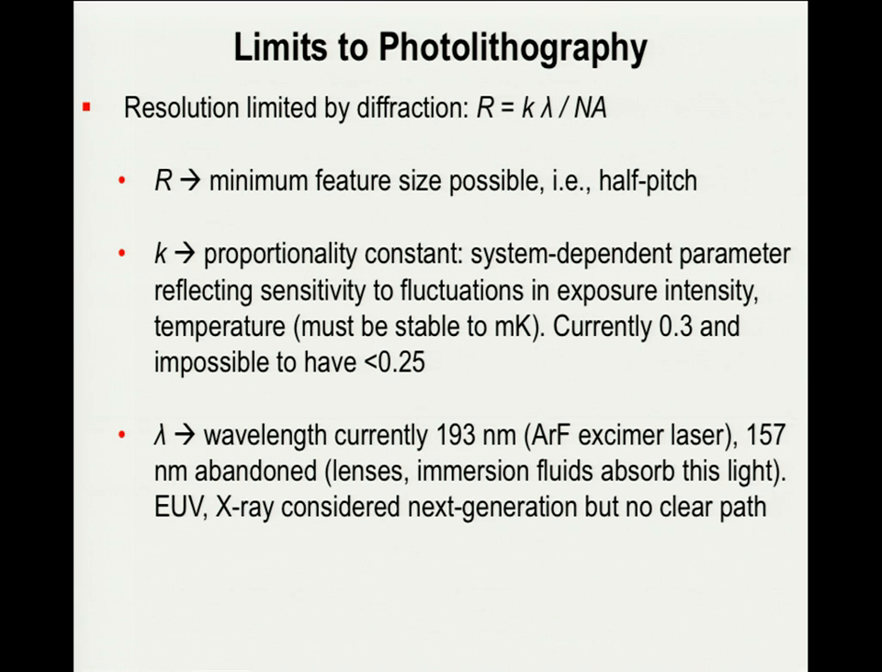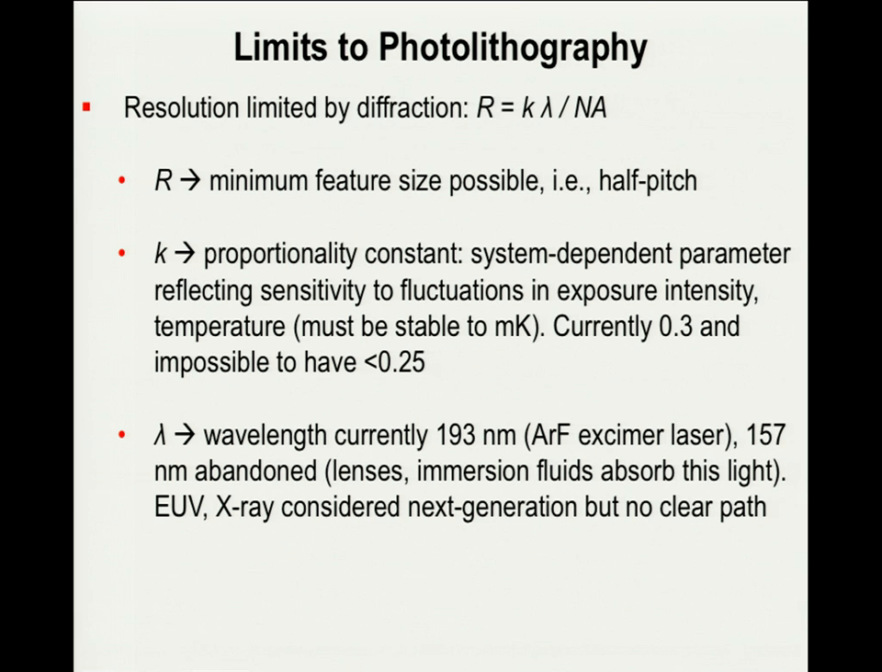The 157 nanometer light has been abandoned because while we could, in principle, shrink the feature size by using shorter wavelengths or higher energy photons, the lenses and immersion fluids, what's that? I'll get to that in a minute, absorb this light. 193 nanometers seems to be about as short a wavelength as you can get before the components of the system start absorbing the light, which you don't want.